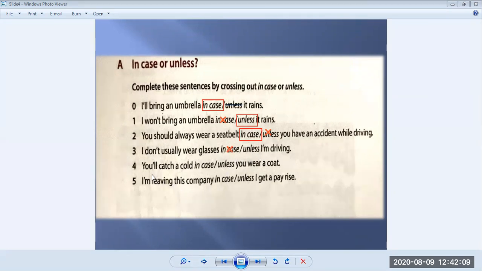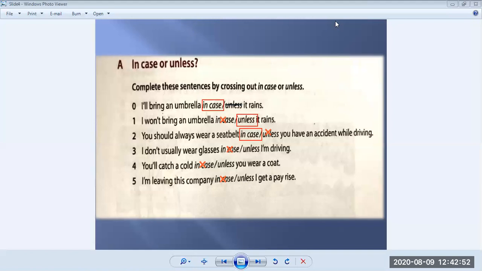Okay, next one. You'll catch a cold in case, unless you wear a coat. You will catch a cold, that's certain, if you're not going to wear it. That's why we're going to omit in case. Unless you wear it, you will catch a cold. I'm leaving this company in case, or unless I get a pay rise. So here, let's think. I'm leaving the company. Is there a possible chance that they increase my salary and then I'll leave the company? Definitely not. So we're going to omit in case.